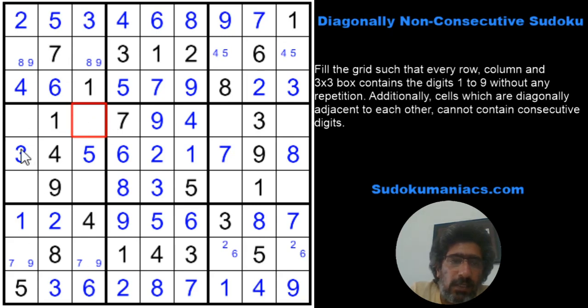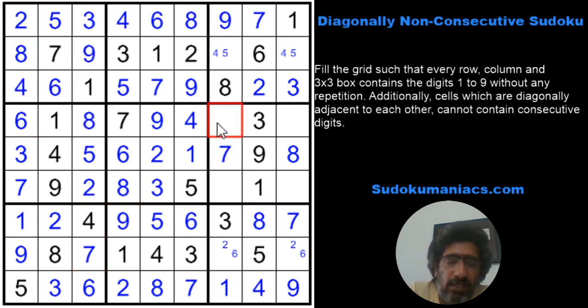Okay. 6 cannot be here. So 6 is locked in this. 7 cannot be here. 7 again cannot be here because of the 6, right? So that's my 7. So that's my 9 and an 8. Finally, I have a 6 here with 8 and a 2 because by classic rules. So that's a 2, 5, 4, 6.